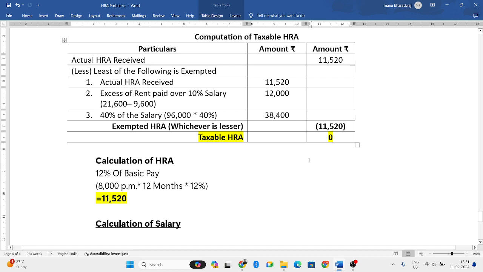This is how we need to calculate the HRA problems. Hope you have understood the HRA, how to calculate the taxable HRA.